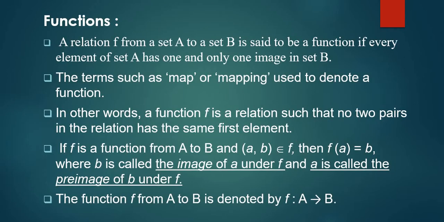First, what is a relation? A relation is a subset. A relation f from set A to set B is said to be a function if every element of set A has one and only one image in set B. That is, a relation is a function if every element of set A has only one image in set B.